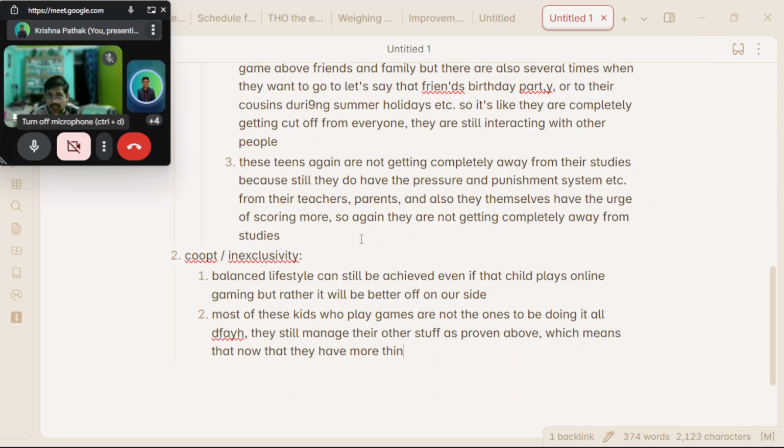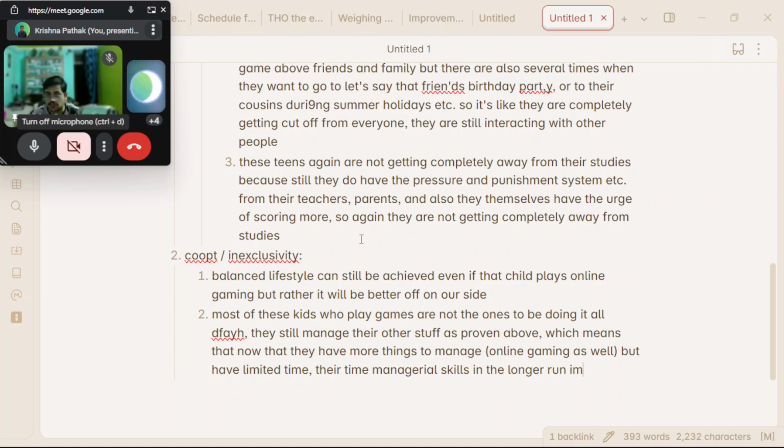more things to manage, more things क्यों? क्योंकि अब उनको ये एक गेम भी मैनेज करना है, राइट? तो बट उनका टाइम तो लिमिटेड है। Their time managerial skills in the longer run improve, right? Because 24 घंटे ही हैं, आता हूँ टॉप पे, रुक जाओ। बिकॉज 24 घंटे ही हैं, तो अगर वो यहाँ पे भी टाइम लगा रहे हैं तो उनको बैलेंस्ड लाइफस्टाइल के लिए सीखना पड़ेगा कि वो कैसे टाइम को और अच्छे से मैनेज करें, राइट?